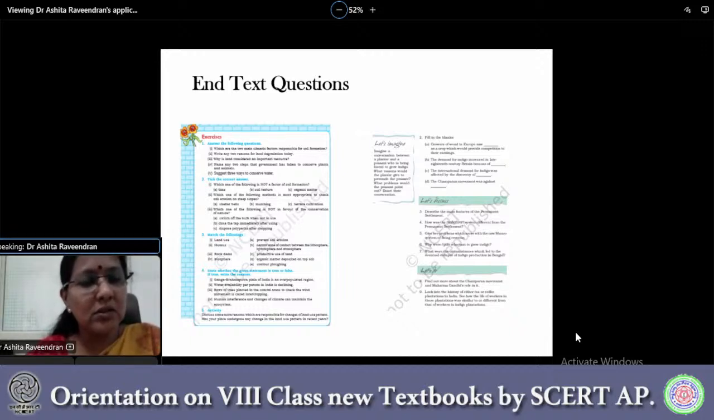So short answer questions. Then there are activities also being given. There are points where discussions are also happening, so there is a Let's Discuss column. Then Let's Do. So there are certain activities given for the children to do. As I have said before, inside the text also you will find such activities, and towards the end also you will find certain activities which the children can do in their classroom, as group activities, as well as individual activities at home.